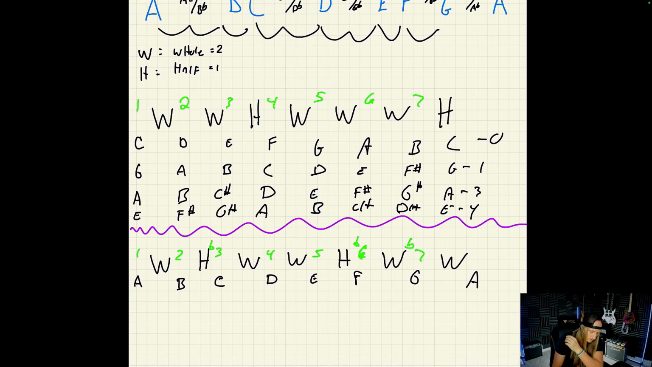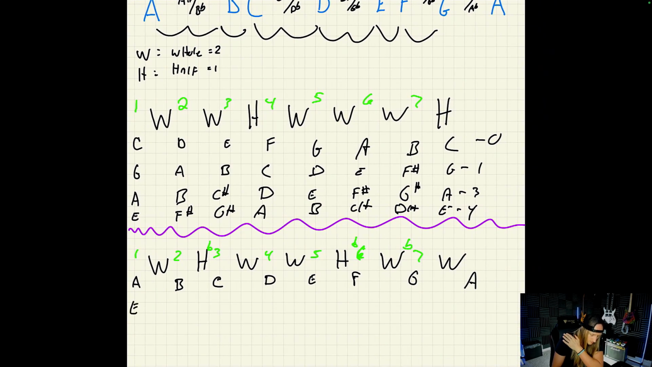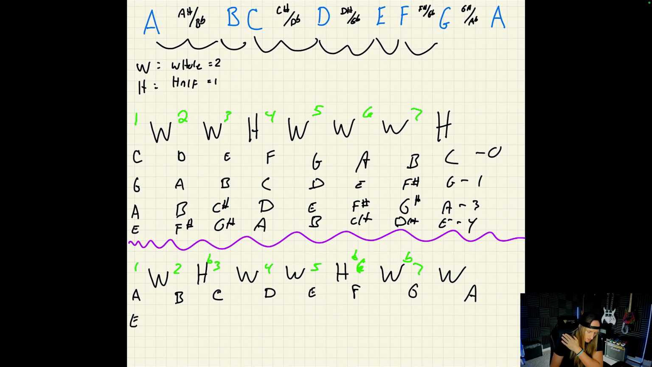But coming over here, E, whole step is going to give us an F sharp. Half step gives us a G. A whole step after G is an A. Whole step after A is a B. Half step after B is a C. Whole step after C is a D. Back to E. There's only one sharp. Whoops, that was 0. There's only one sharp in E minor.